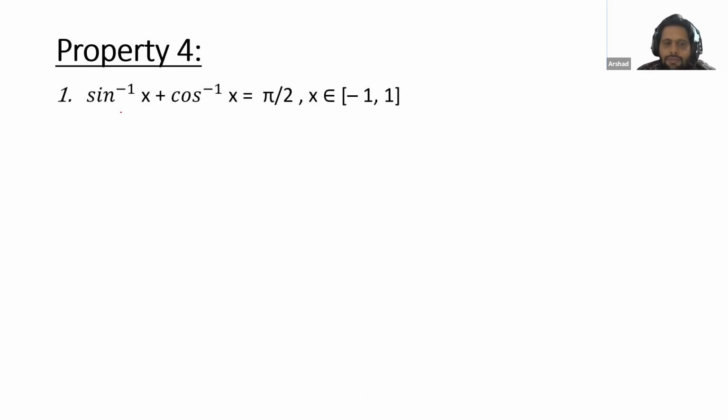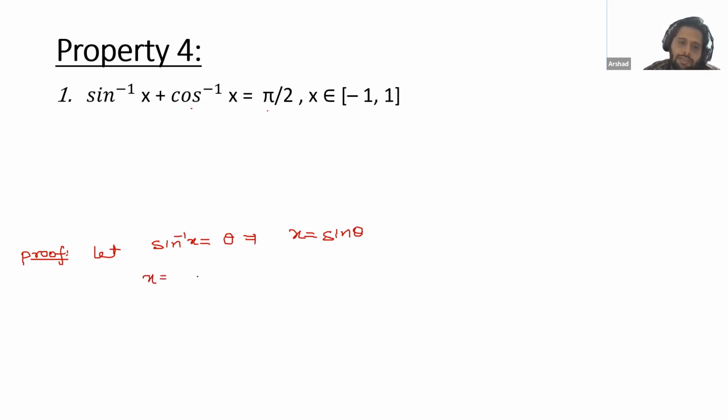Next property is sine inverse x plus cos inverse x is equal to pi by 2. We will do the proof of this. Let sine inverse x is equal to theta. So we will get x is equal to sine theta. I hope this is clear to everyone. Now x is equal to sine theta, then in place of this sine theta, can we write pi by 2 minus theta? Cos of pi by 2 minus theta is sine theta. You already know this concept. So we get x is equal to cos pi by 2 minus theta.